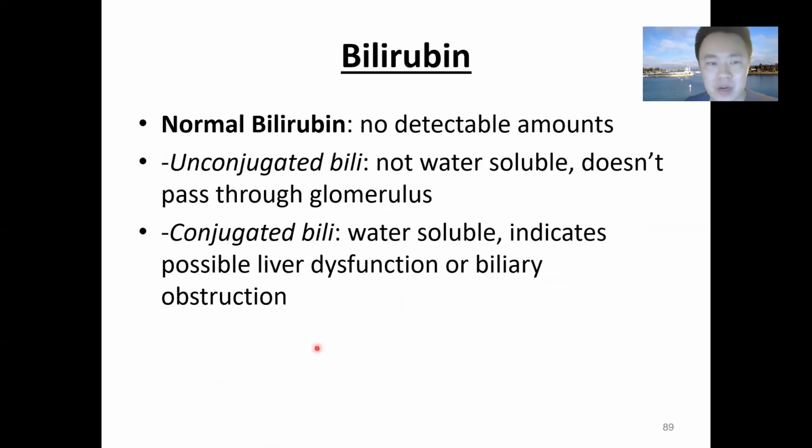Now, bilirubin here, normally you wouldn't have bilirubin in the urine, but sometimes you get unconjugated bili that is not water soluble, so it doesn't pass through the glomerulus, but sometimes you do get those that are water soluble, and that indicates possible liver dysfunction or biliary obstruction.